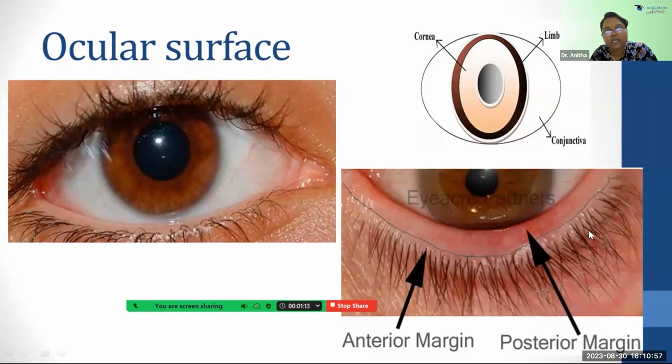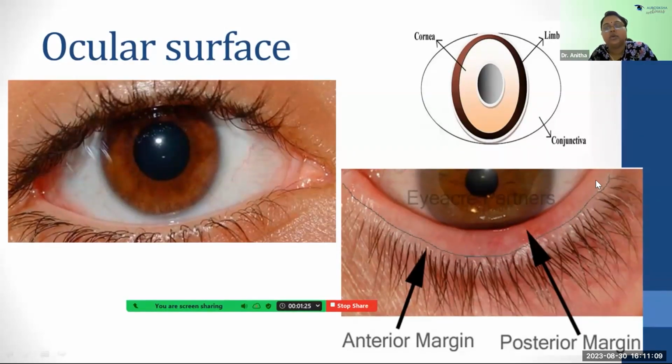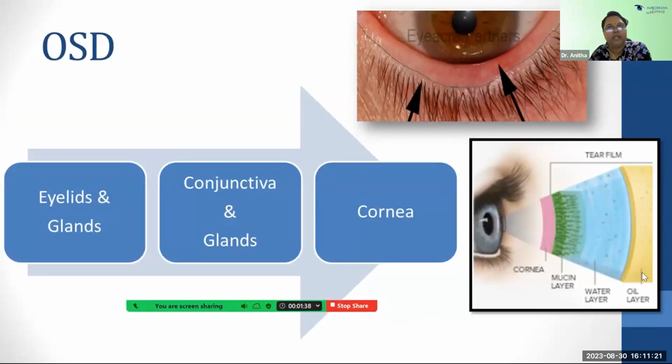The anterior margin purely has cilia, 2 or 3 rows of cilia, and the posterior margin has the openings from the tarsal glands, which are known as meibomian orifices. These meibomian orifices supply the lipid layer to the tear film. They form the lipid layer of the tear film. So this outer layer is the lipid layer of the tears.